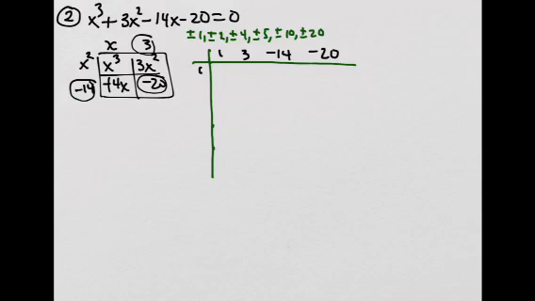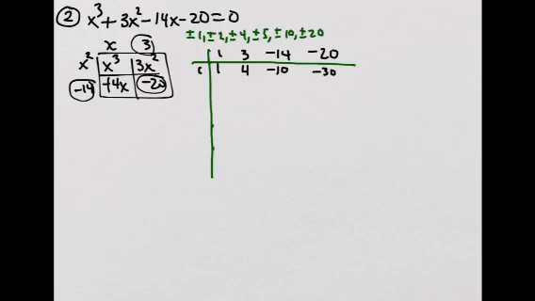Since I have a lot of factors for number 2, I'm going to set up the synthetic division like you see on the screen, where the leading coefficients are up here, and then I'm going to start off with 1. So you bring down the 1, then 1 times 1 is 1, plus 3 is 4. And then 1 times 4 is 4, minus 14 is negative 10. Then 1 times negative 10 is negative 10, minus 20 is negative 30. So this one doesn't work.